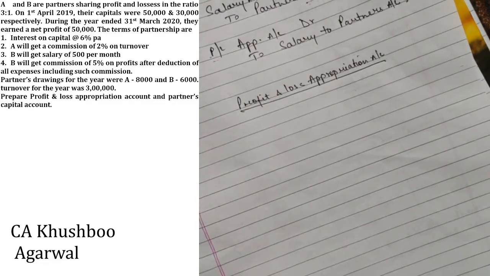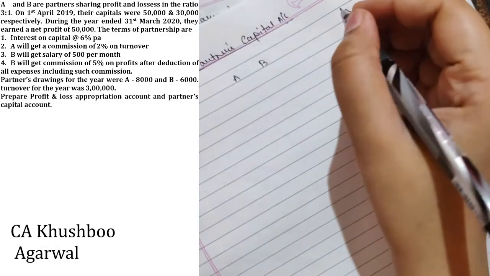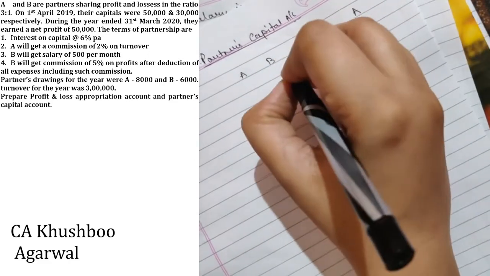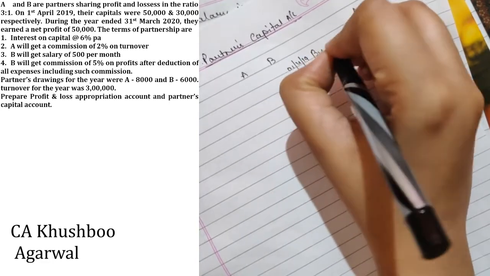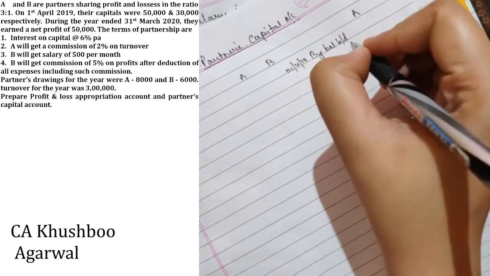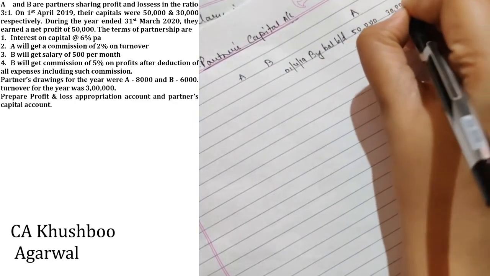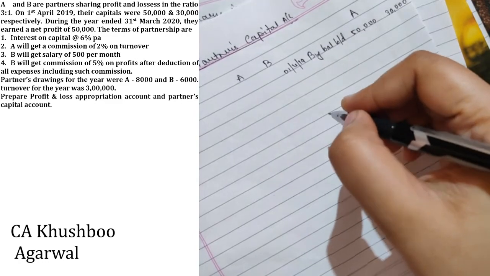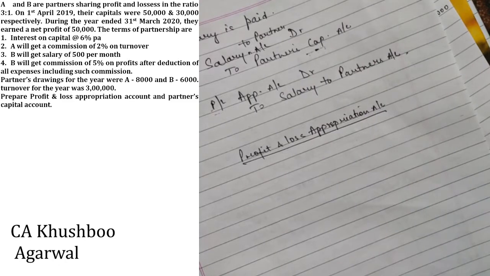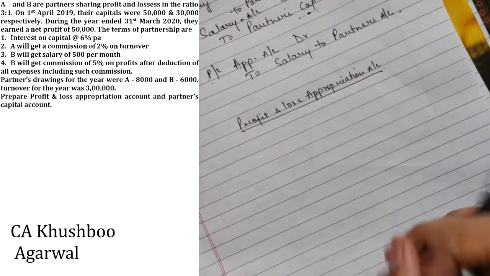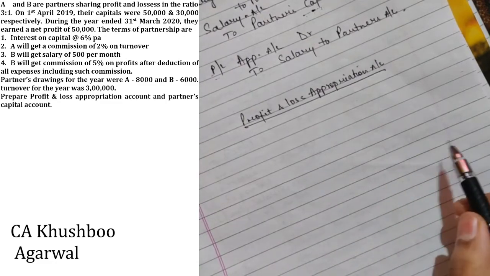So it is given that on 1st April 2019, their capitals were 50,000 and 30,000. So on 1st April 2019, by balance brought down is 50,000 and 30,000. Next we have they earned a net profit of 50,000 rupees. So the entry for net profit will be profit and loss account debit to profit and loss appropriation account.